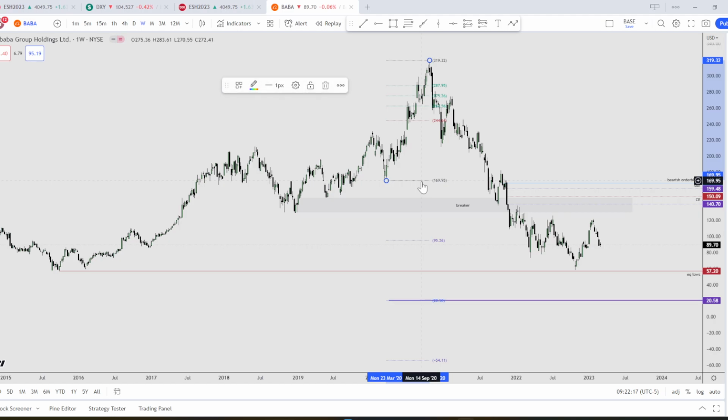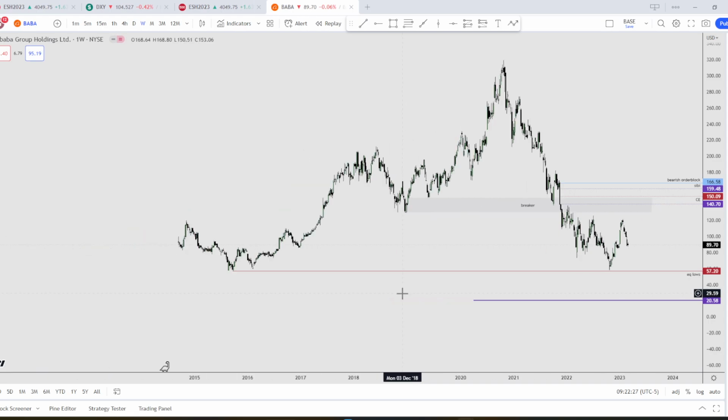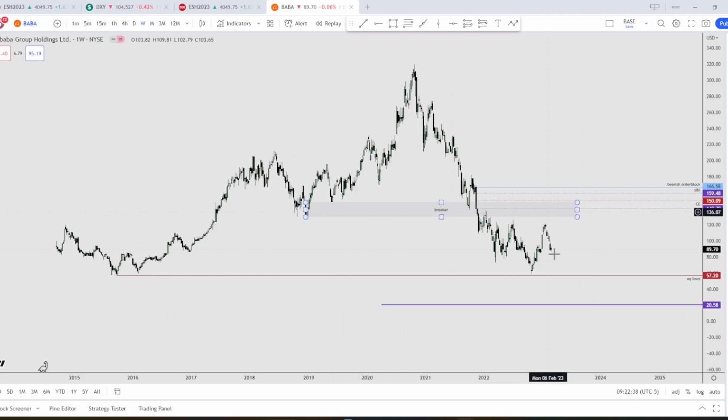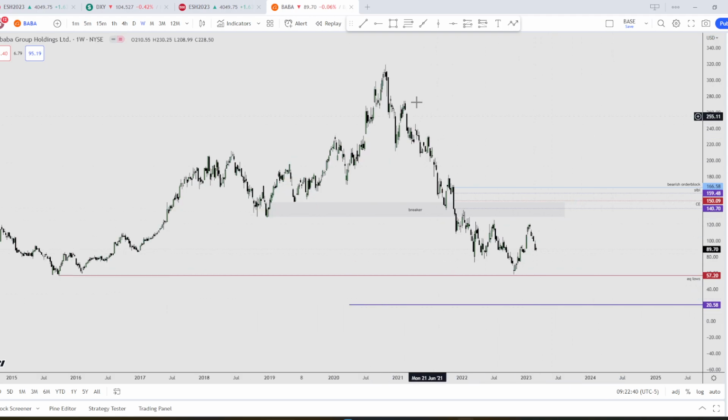Let's see if this plays out. It would be so magical if this plays out. So my best measuring range low, 20.58.